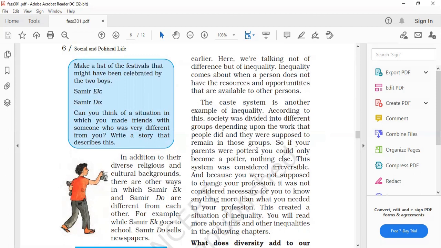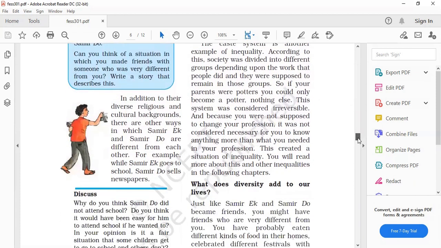Or if you get a question like, the caste system is another example of inequality, justify the statement, you have to write this and give the example of the potters. And this created a situation of inequality. You have to write up to this, because you have to justify the statement that the caste system is an example of inequality. Okay, let's go down.